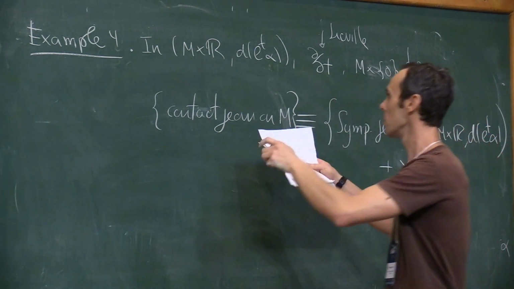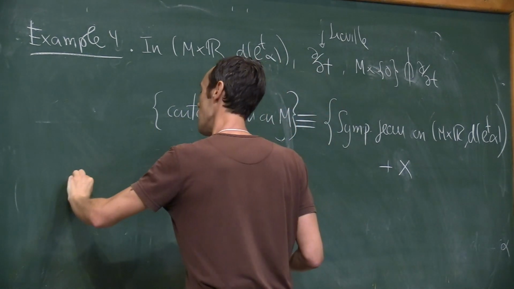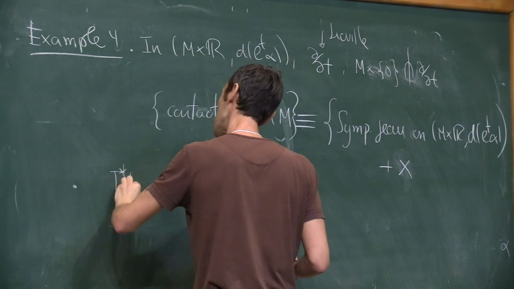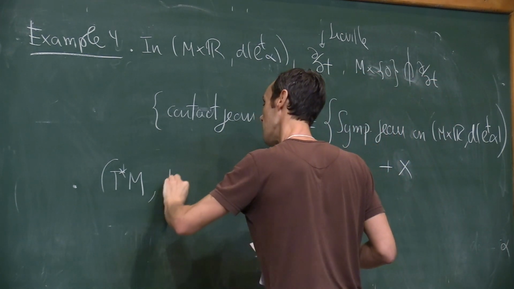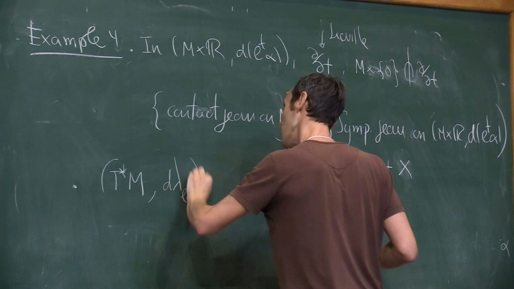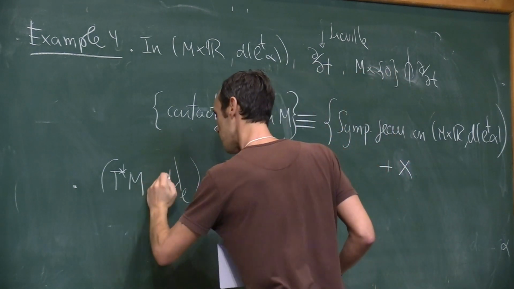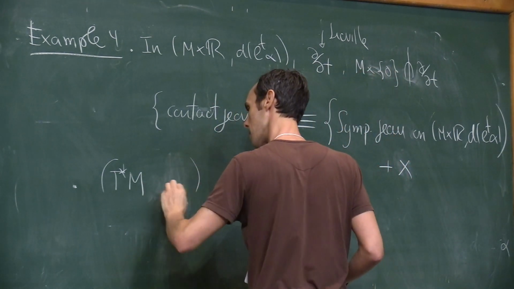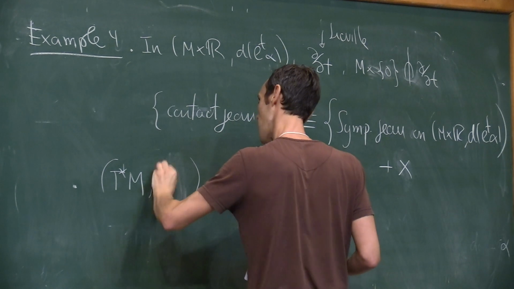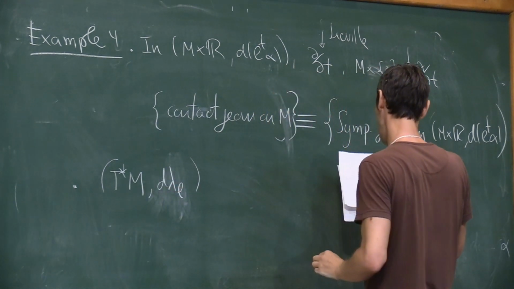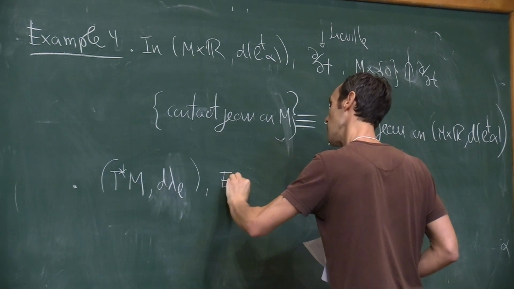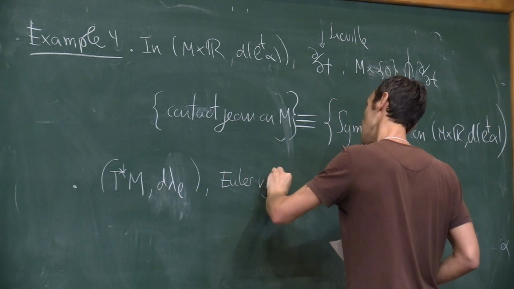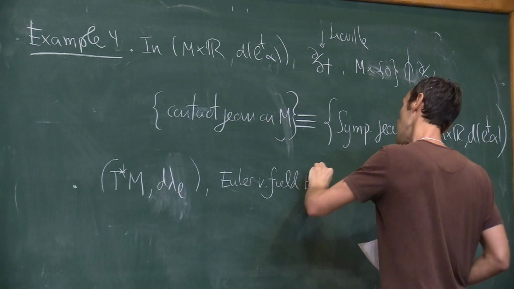Right? So more examples. Consider the cotangent bundle of any given manifold with the standard symplectic form, the exterior derivative of the Liouville form. And you observe the following thing. The Euler vector field is Liouville.